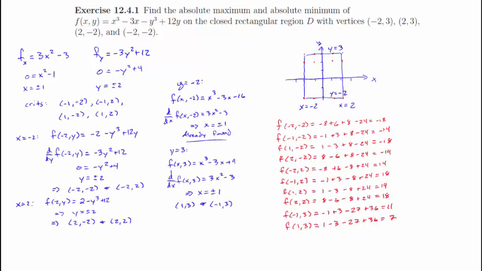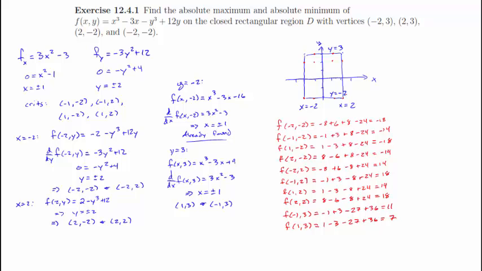And we're back. So exercise 12.4.1, find the absolute maximum and absolute minimum of f(x, y) = x cubed minus 3x minus y cubed plus 12y on the closed rectangular region D with vertices (-2, 3), (2, 3), (2, -2), and (-2, -2). So I've drawn out that rectangular region here and see that the boundary lines are given by x equals negative 2, x equals 2, y equals negative 2, and y equals 3.